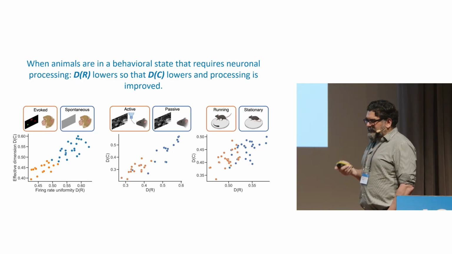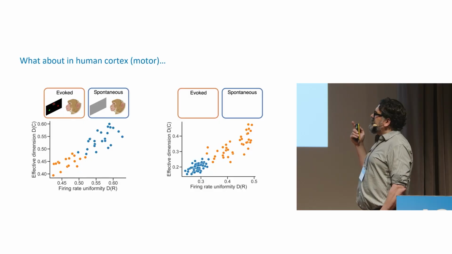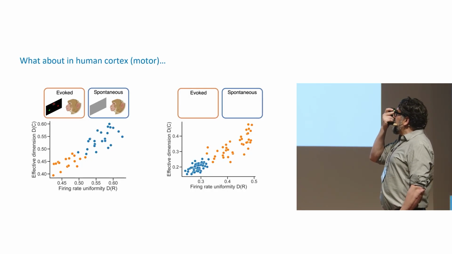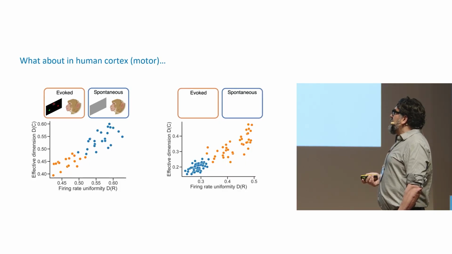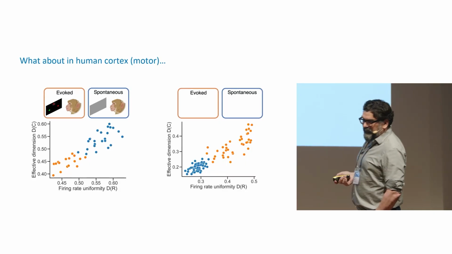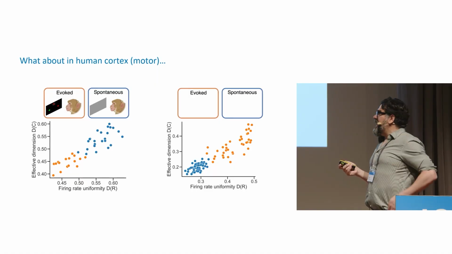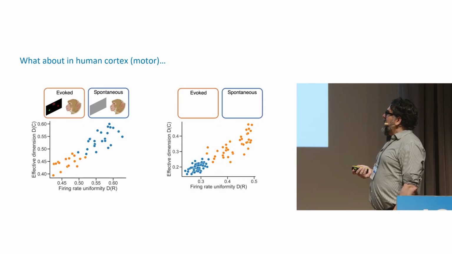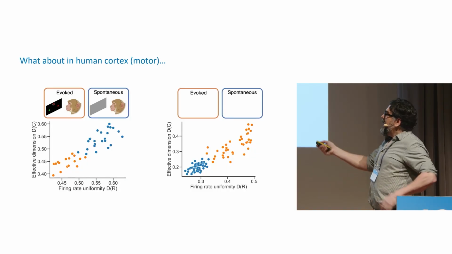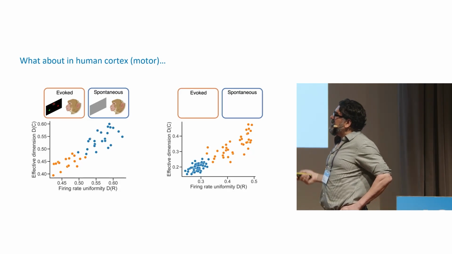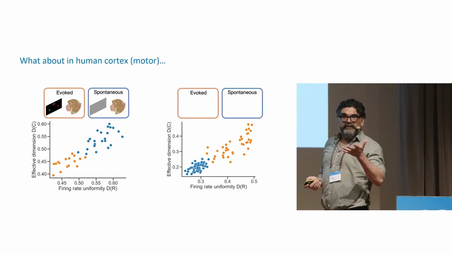So in the last 2 minutes, this is anecdotal. The paper we're writing finishes where I just stopped. This is the human data. Generally you can't release names, but I have permission to release this guy's name. His name's Scott. I've met Scott. He has, again, an implant in M1. Scott has the opposite. In his spontaneous state, his firing rate uniformity was lower, and the dimensionality was also lower. So it agreed with our theory generally, but it didn't agree with this spontaneous evoked.